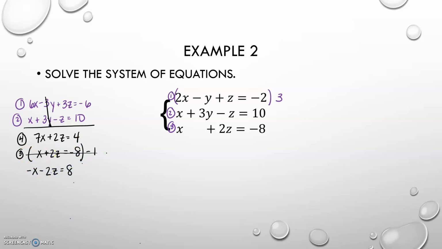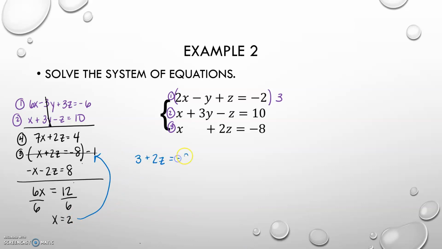So combining those would give me 6x. My z's would cancel, equals 12. Divide both sides by 6. I'm going to get x equals 2. Next step, take that 2 and plug it in. Equals negative 8. I'll subtract 3 from both sides.